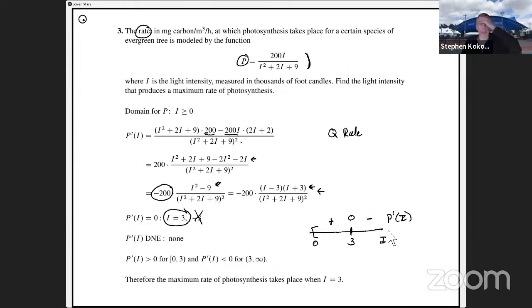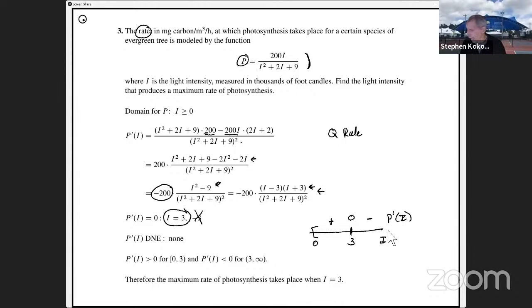I get asked this question frequently by my students, Curtis: don't I have to check any other places, like at I equal to 17? And the answer is no, you don't have to look anyplace else, because the only place where this derivative can change sign is at a critical value, where the derivative is 0 or where it doesn't exist. So I don't have to look anywhere else. I can see that the derivative is positive and then negative, so there is indeed a maximum rate of photosynthesis at the value I equal 3.